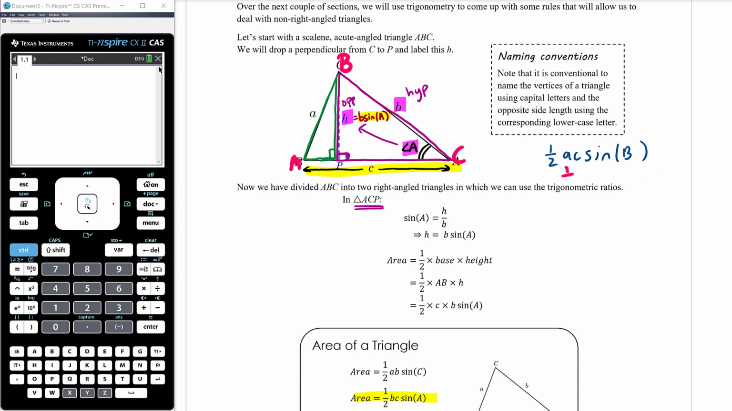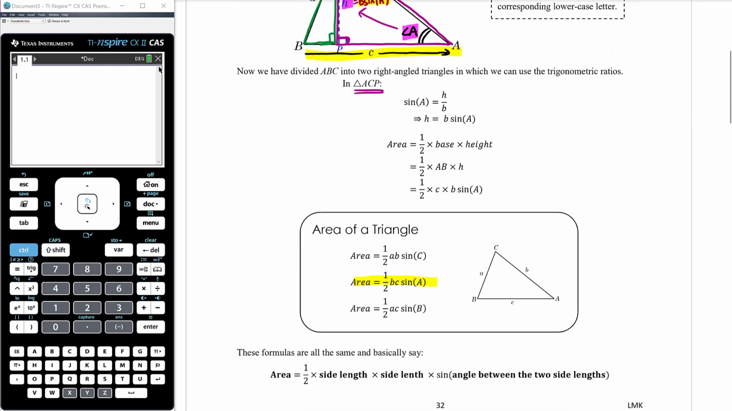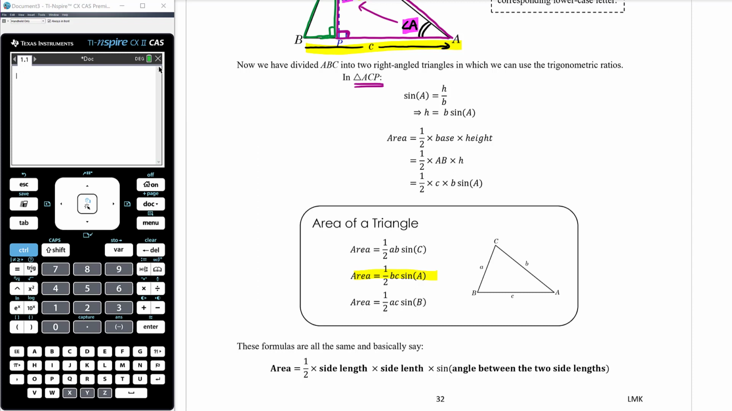So the point is, it doesn't matter which letters I use. I don't want us to get bogged down in what's A and what's B and what's C. The important thing is, we could write the formula in any of these three ways. The area of this triangle would be half times AB times sine of C, or half times BC times sine of A, or half times AC times sine of B. If I'm using this triangle, I'm using this angle up here and these two side lengths. So it has to be the angle in between the two side lengths.